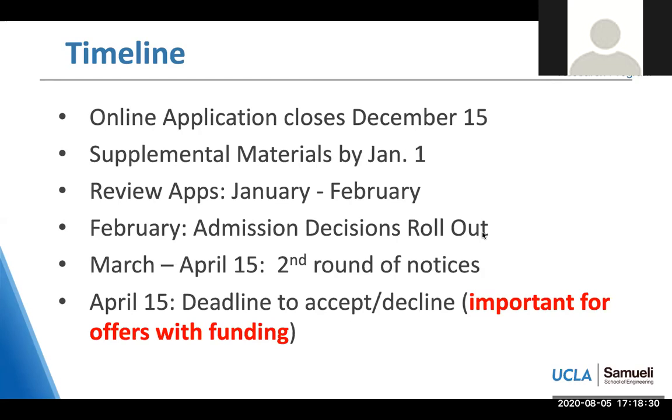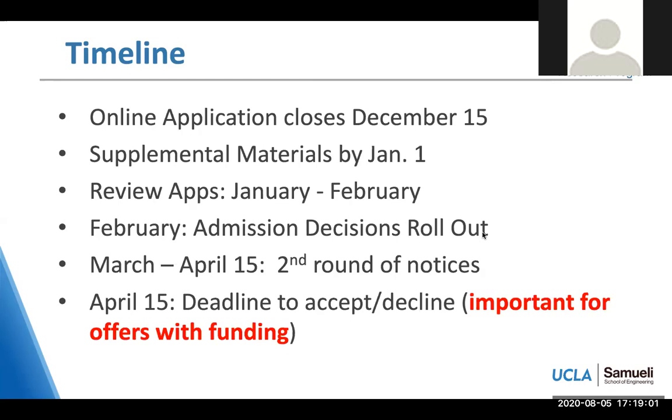After that, our faculty start reviewing applications in January. We have an admissions meeting where the faculty meet and make decisions for the master's students. And for the PhD students, each faculty will review the applications in their area, and they will make individual recommendations. And this happens in January, and we usually start releasing admission decisions starting in February, and they go all the way through March.